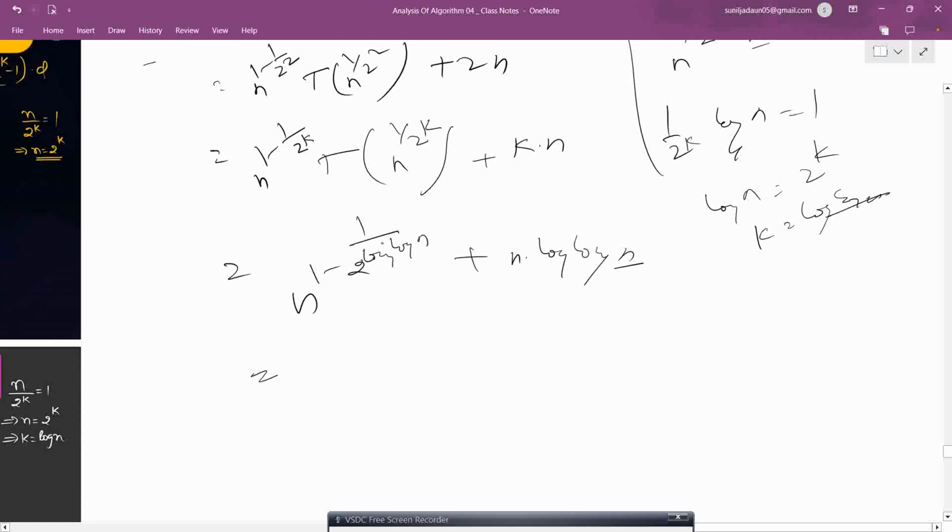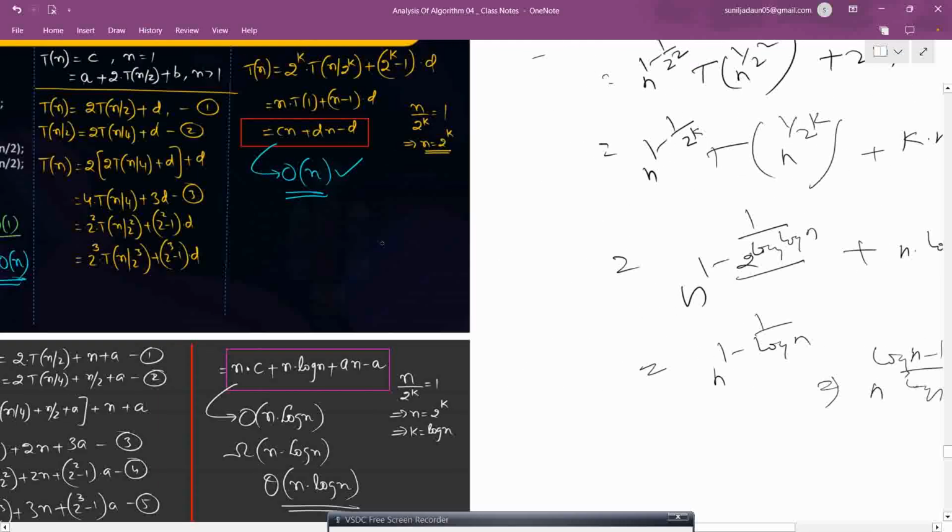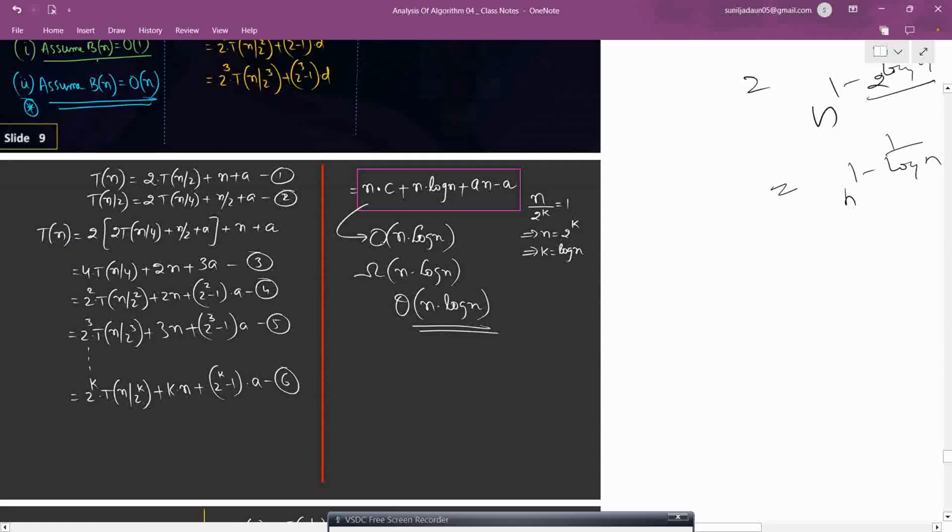So what could be solved like log n or 1 minus 1 upon log n. So 1 into n minus 1 upon log n plus n log n, I think, over log n. What is the order of this? Now I have forgotten that.